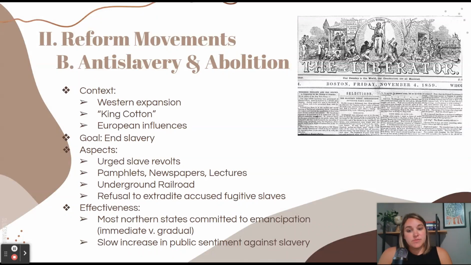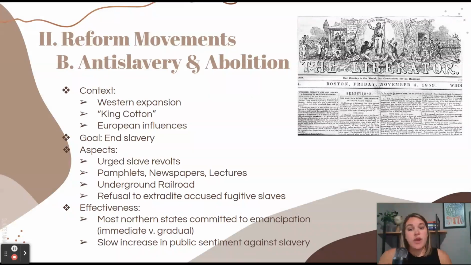So, in this period, we have a lot of Western expansion. We have the growth of the cotton industry, making it so that slavery is rapidly expanding and growing. But we also have European influences. Some European countries, like Britain, are ending slavery. And so that abolition movement that's happening overseas is influencing some abolitionists in the United States. So the goal is to end slavery.